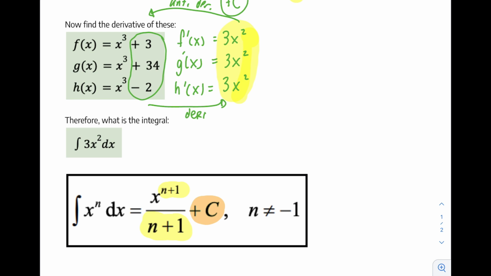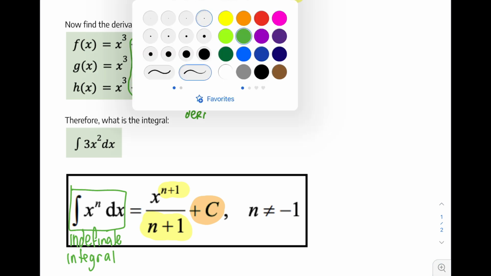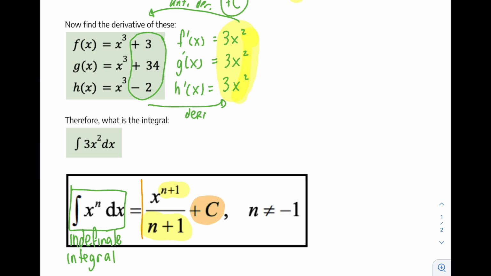This rule of integration, this part here is called our indefinite integral. The reason why we call it an indefinite integral is because we don't have our boundary points a to b like we did for our definite integrals. So the indefinite integral is this symbol here. And the indefinite integral is equal to its antiderivative, which is this part here. So this part is called the antiderivative. And that's really the opposite of differentiating.